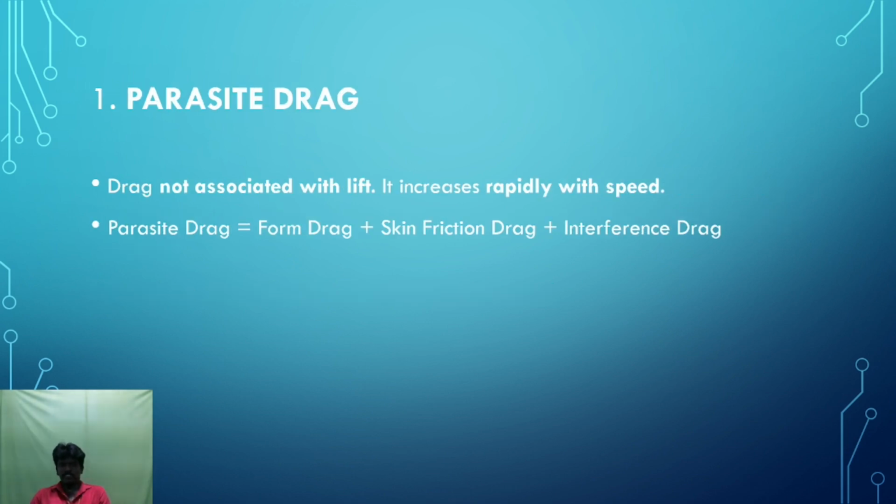Drag is classified as parasite drag, wave drag, form drag, skin friction drag, and interference drag. These are the classifications of drag. Drag not associated with lift is called parasite drag. In general, drag is also associated with lift, but parasite drag is not associated with lift, and it increases rapidly with speed. Parasite drag is equal to form drag, skin friction drag, and interference drag.